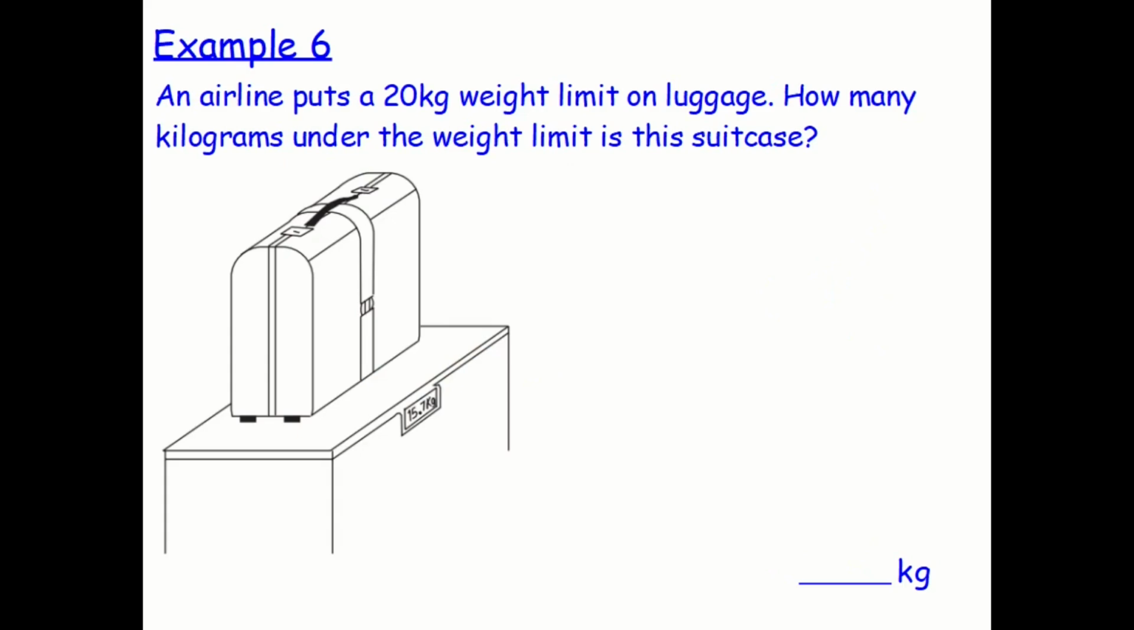Example 6. An airline puts a 20 kilogram weight limit on luggage. How many kilograms under the weight limit is this suitcase? Well, we can see here it's 15.7 kilograms. So I am going to put this 20 kilograms, not just like that, but I'm going to put a decimal point there, and I'm going to put a 0.0. I'm only going to put one decimal place after the decimal point because I can see here there's only one digit after the decimal point here. Put the decimal point in straight away and put all the digits around it, so 15.7.